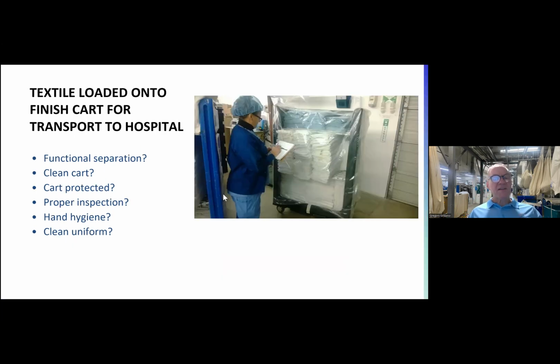So now that the textile was loaded onto the finish cart, like this guy, for transport to the hospital, whether it's in-house or whether it's outsourced, we have to look at, again, this is a clean area. Is there functional separation? Is the cart clean? Has it been cleaned and disinfected? Is it protected? Good job. This one's protected here. Is it inspected? Good job. Looks like she's inspecting it. Are the people loading it practicing proper hand hygiene, both before and after? And is the employee's uniform clean so that it doesn't contaminate?